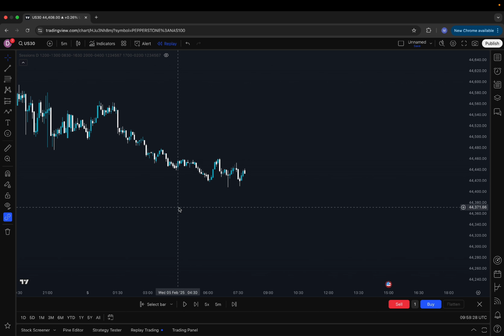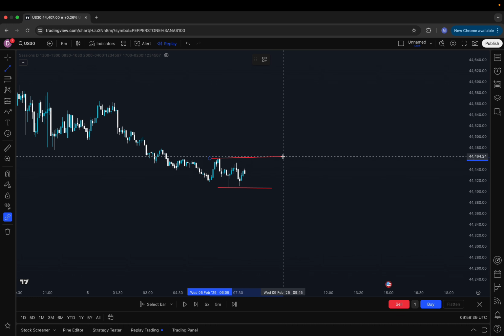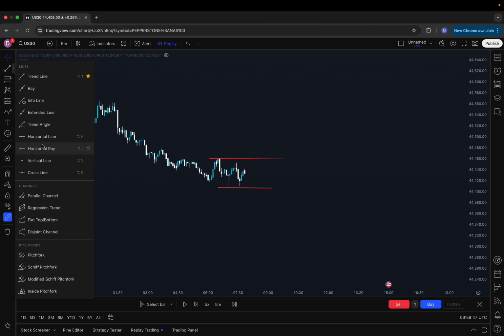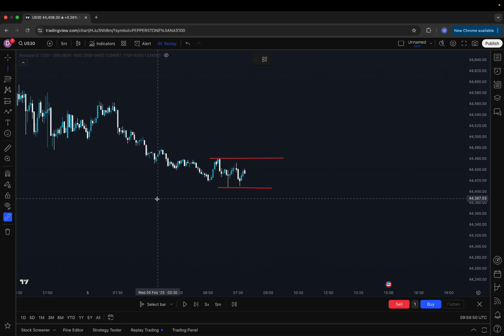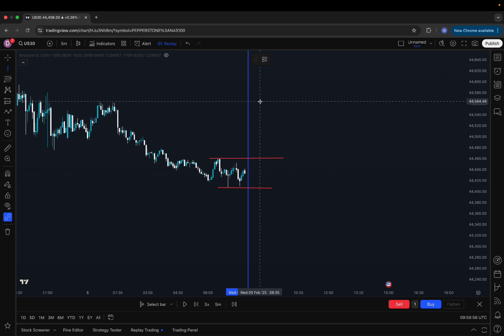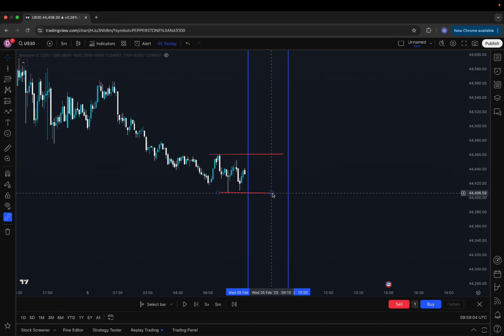Right guys, now let's go over an example on US 30. So I'm going to mark out my low and mark out the high. Now we want to mark out the closest high and low to 8 a.m. and once we've done that, we want to mark out 8 a.m. till 10 a.m. So that's our 8 a.m. candle, and this will be our 10 a.m. So what we're waiting for now is either this high or this low to be taken.